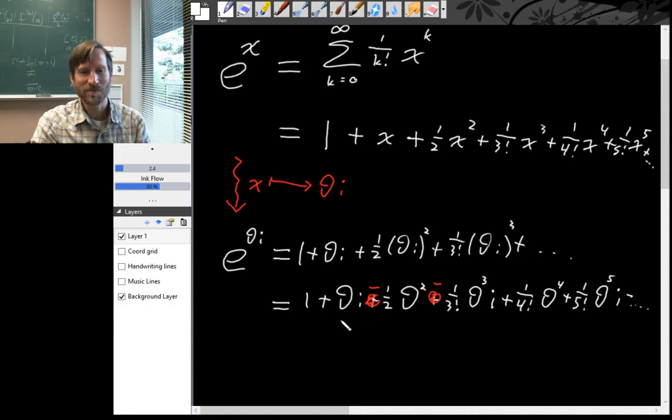There are some more terms, but the pattern of signs and i's just repeats. We have a positive i, a negative i, a positive i, a negative i, and so on.